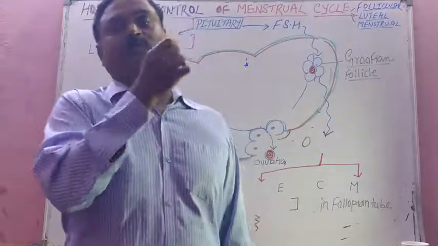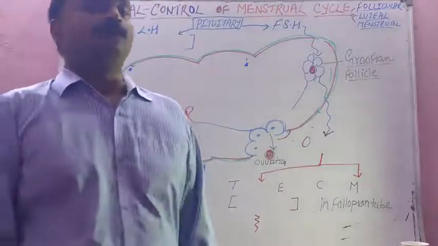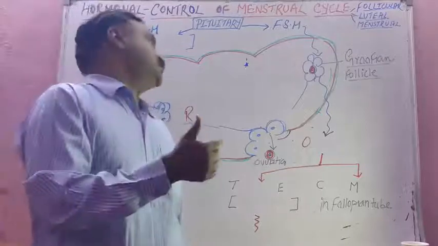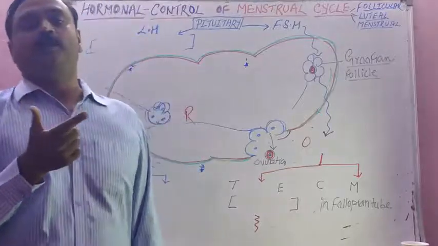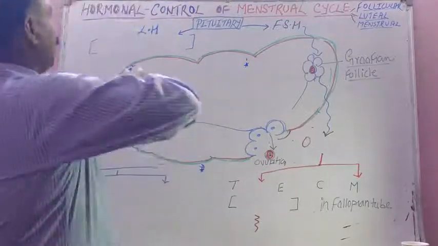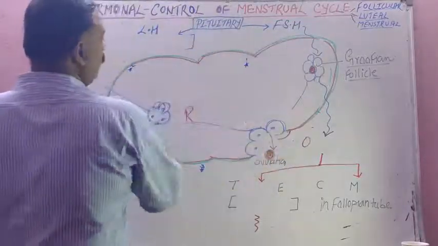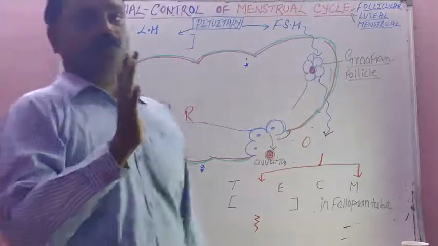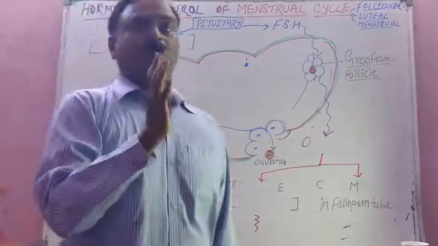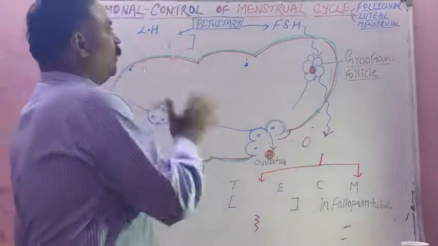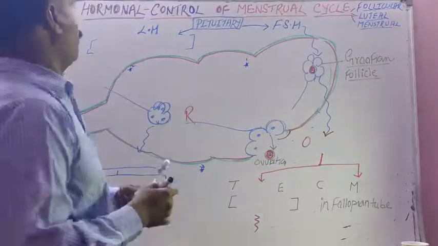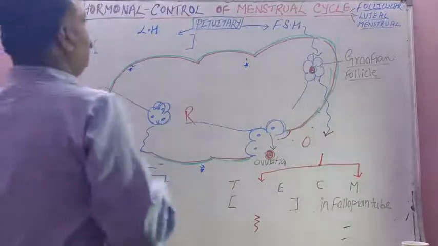Students, in your basic class you have studied the menstrual cycle. The menstrual cycle has three main phases: follicular phase, luteal phase, and menstrual phase. So how it occurs under the control of hormones, that I will explain to you. This is the backbone topic of this chapter, hormonal control of the menstrual cycle, and very important for your NEET medical course. So pay attention to this.